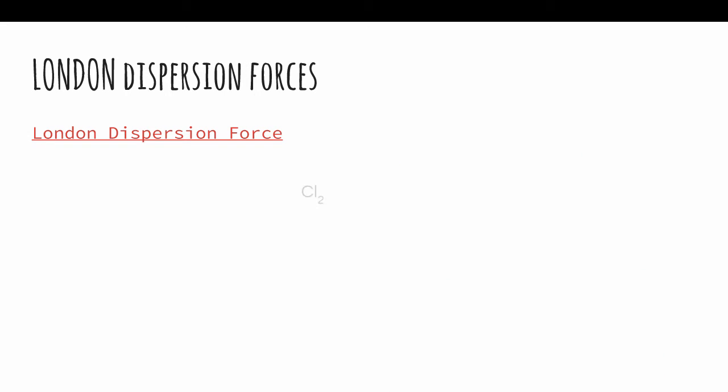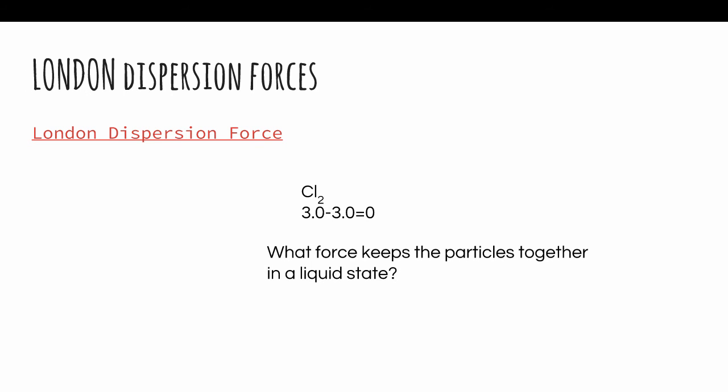All right, so the weakest, the last of all the intermolecular forces is called London dispersion force. And this happens in all molecules, but for molecules that have no dipole, this is the main force that holds them together. So if I have two chlorine molecules, their electronegativity difference, of course, is 0. So what keeps the particles together? What force? It's this dispersion force.